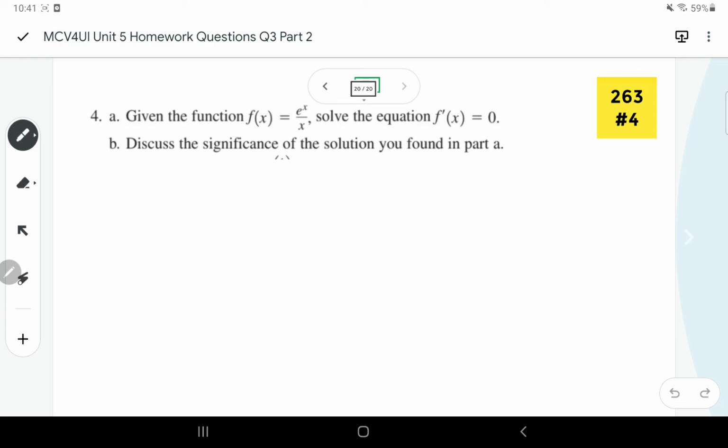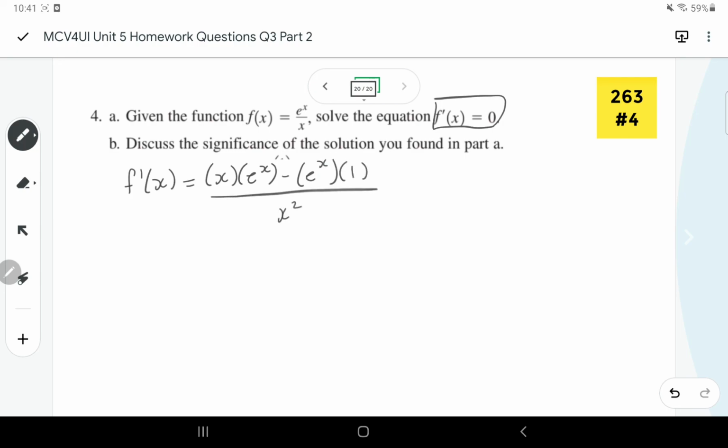Here, given the function f of x equals e to the x over x, solve for f prime at x equals 0. So let's take a look at what the derivative would be. F prime at x is the denominator times the derivative of the numerator minus the numerator times the derivative of the denominator all over the denominator squared. So I would common factor up on the top, e to the x, and then x minus 1 over x squared.